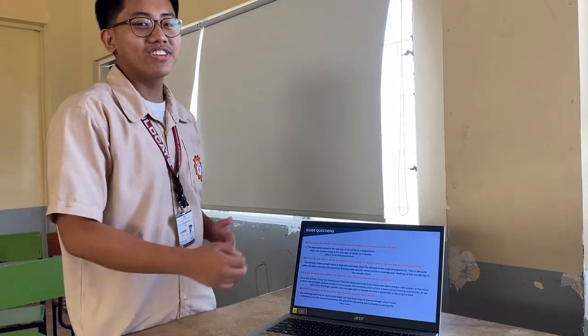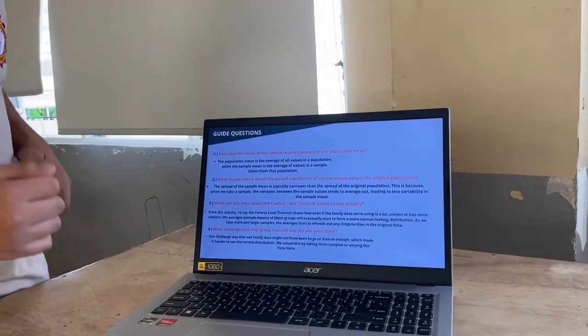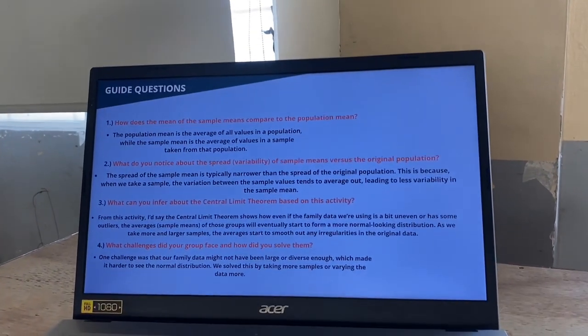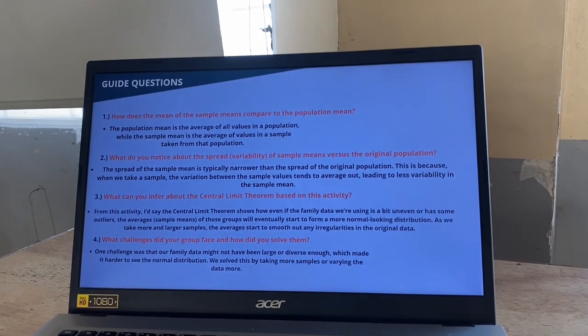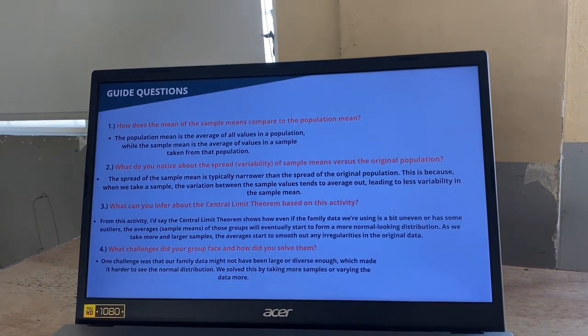After that, we answer the guide questions. How does the mean of the sample means compare to the population mean? The population mean is the average of all values in a population, while the sample mean is the average of values in a sample taken from the population.